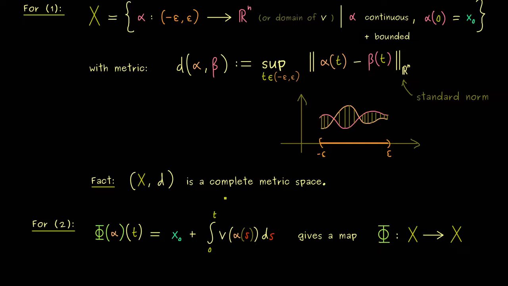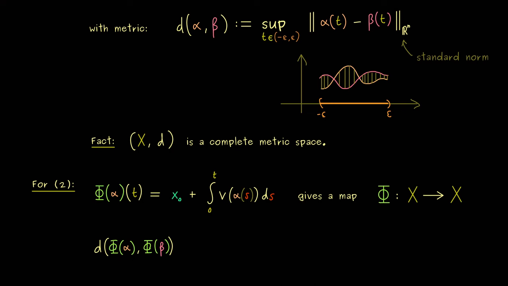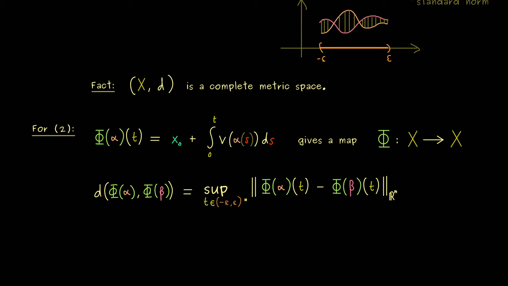Roughly, this means the distance between two outputs is less than the distance of the two inputs. In other words, we have to produce an inequality here. But first, again, let's write down the definition of the distance of the two outputs here. In other words, here, inside the standard norm of Rn, we find the values of this function here. So this means, we have this integral inside the standard norm here. And moreover, you also immediately see that the starting value here just cancels. Hence, we only have this integral inside.